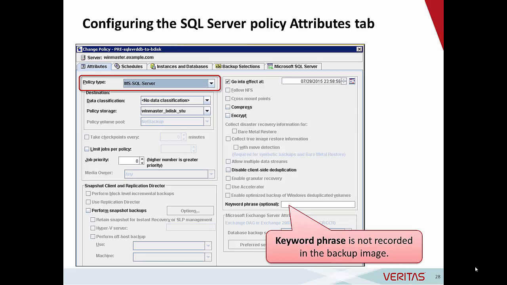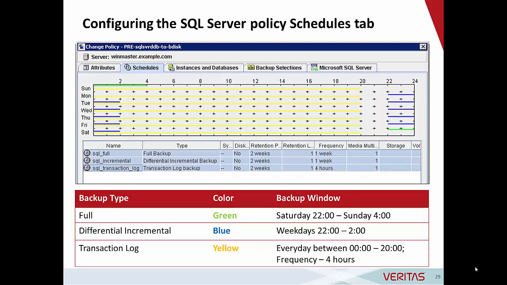Over the course of the next few slides, we'll walk through the creation of an intelligent policy. First off, on the Attributes tab, I make sure that the policy type is set to Microsoft SQL Server, and I set the storage destination. Next, I'm going to create backup schedules. As with regular file system backups, the schedule determines what kinds of backups are going to take place and when they're going to take place.